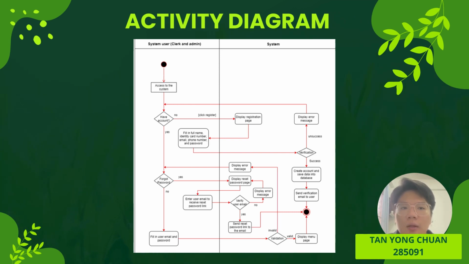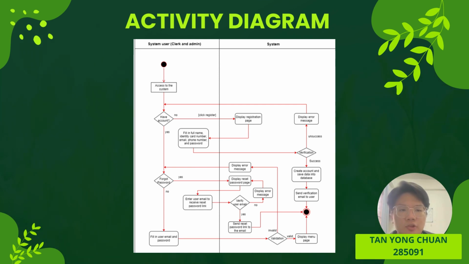Firstly, the system will start off with the system user, which is the clerk and admin. They start by accessing the system. After that, if the user doesn't have an account in the system, it will display the registration page and the user needs to fill in their full name, identity card number, email, phone number, and password.